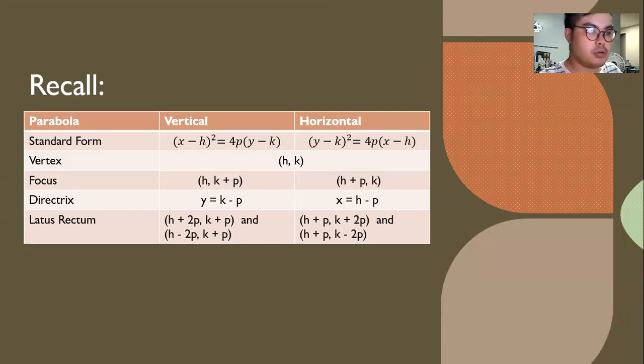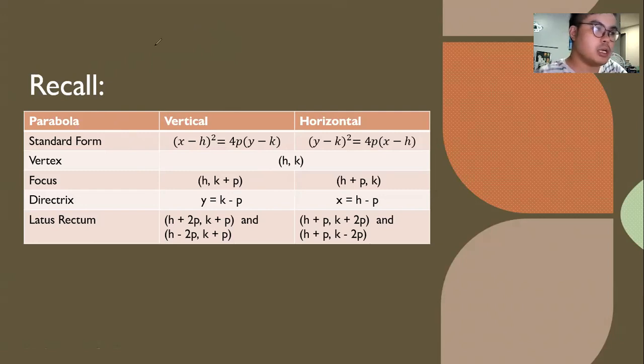Here is the formula for the vertical parabola, or shall I say the standard form? Well, this is for the horizontal. Here are the formulas for the focus, then the directrix, and then the latus rectum. We're going to revisit the graphs.